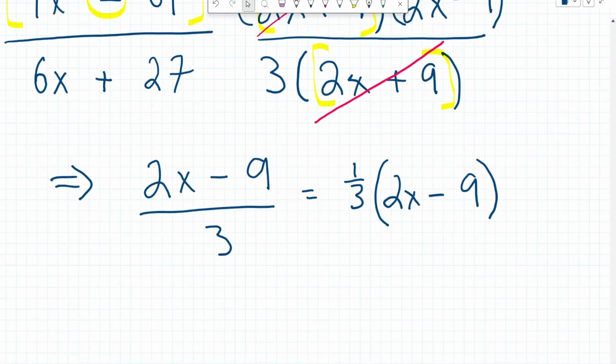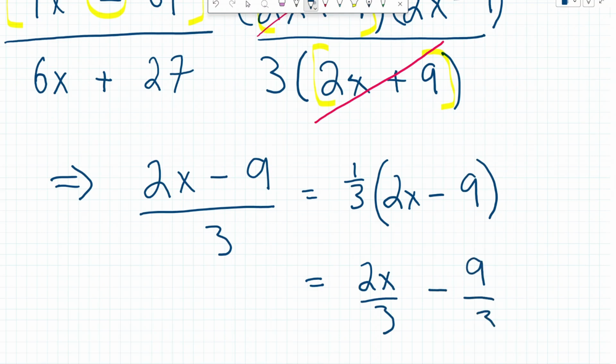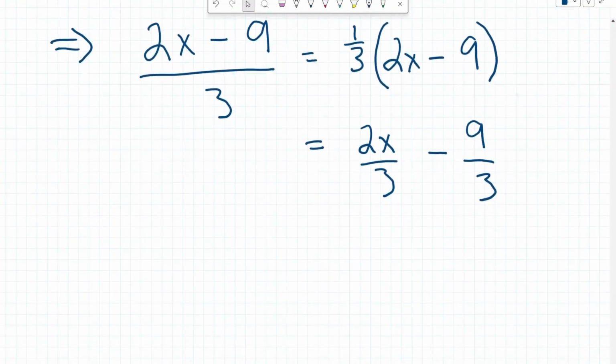If we want, we can also take it a step further and distribute that 3. So we can write it as 2x over 3 minus 9 over 3. And 9 is divisible by 3, so we are left with 2x over 3 minus 3. And there you have it.